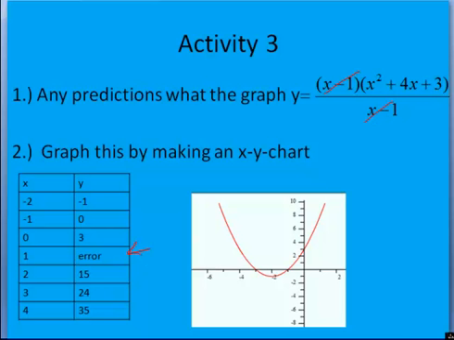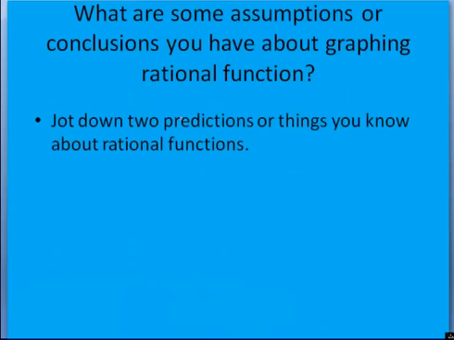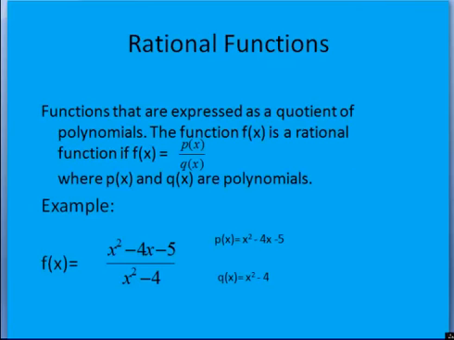So, what are some assumptions or conclusions you have about graphing rational functions? Right now I would like you to jot down 2 predictions or 2 things you know about rational functions. Go ahead and do that in this portion of your notes. But if you have no idea what rational functions are, you still had to make some observations. Here is what a rational function is: rational functions are functions that are expressed as quotients of polynomials. So in case you had no idea what rational functions are, this is that definition you may have been looking for. All we're doing is dividing 2 polynomials.